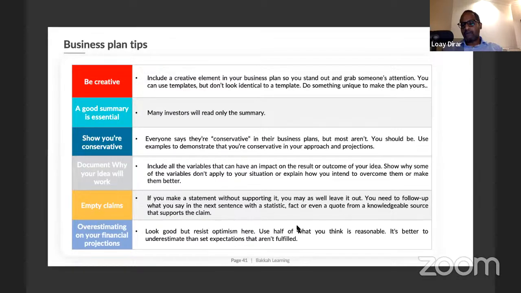And finally, overestimating your financial projections. Please stop being overly optimistic, having optimism bias about your idea, overly excited about your idea. You have to make it always reasonable. You have to showcase all the scenarios, as I mentioned earlier: the best case, the most likely case, and the worst case in your financial models.